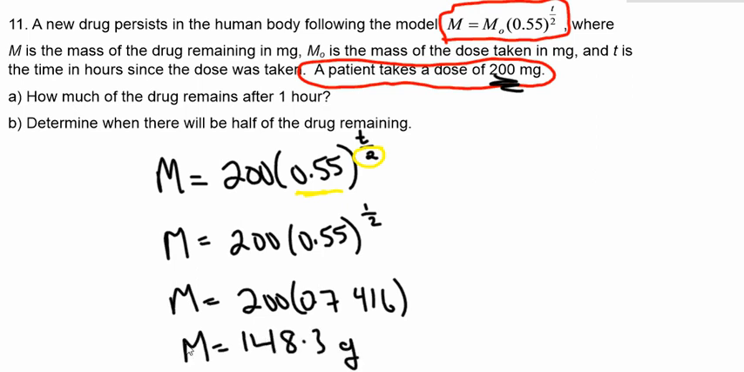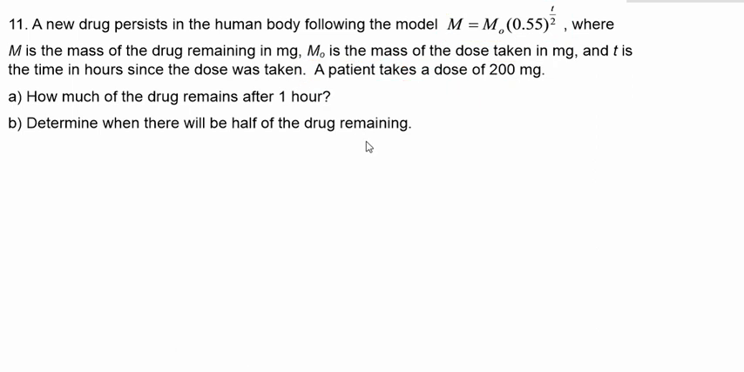And I just like to logically make sure that that's true. We know that at 2 hours, there would be 55% remaining, and 55% of 200 is about 110. So the fact that I have more than 110, because it's only been 1 hour, means I'm pretty confident in my answer. So let's look at the next part of the question.